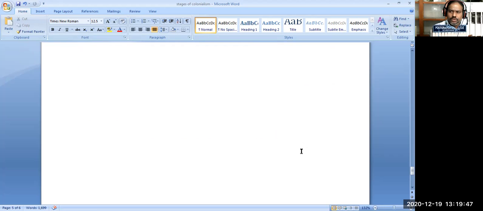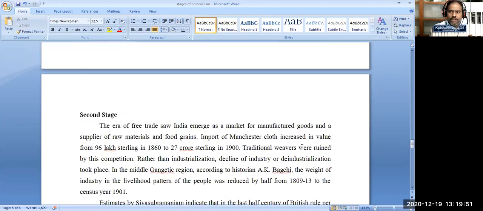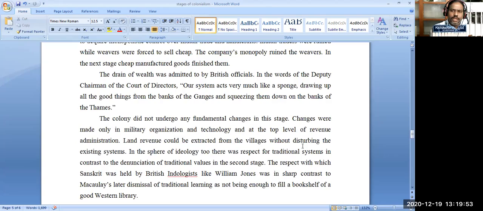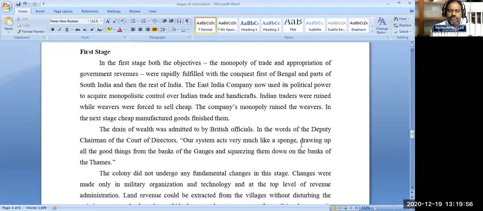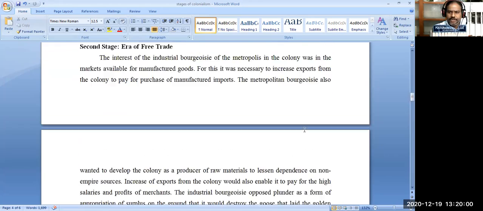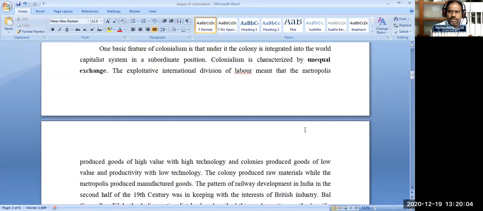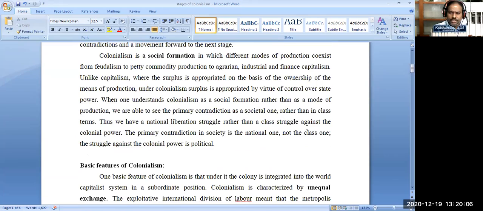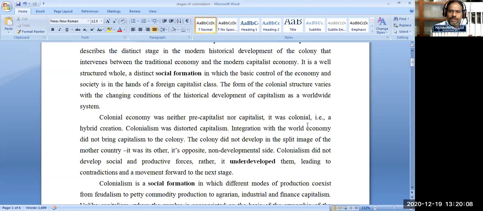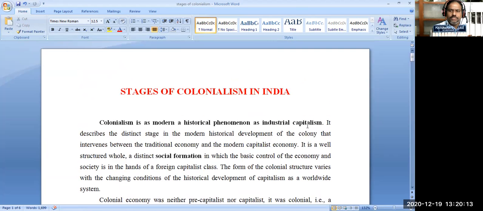Okay, so students, these are the things about colonialism and the stages of colonialism in the general context and in the Indian context.